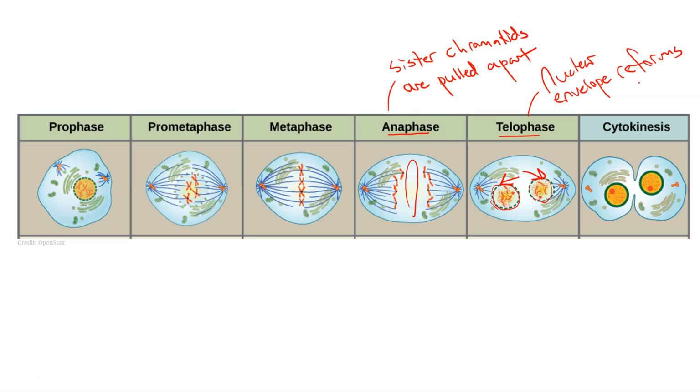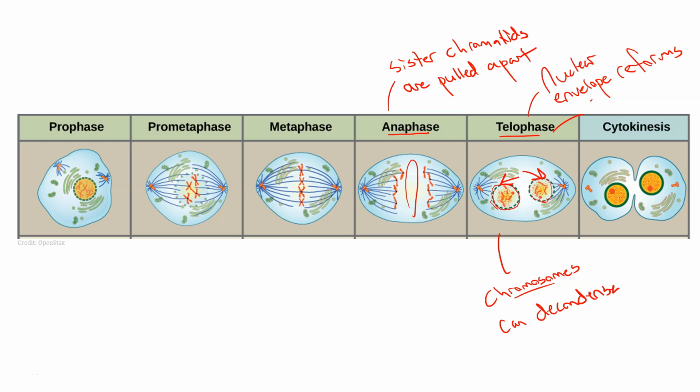And also, as it reforms, the chromosomes are no longer called sister chromatids; they're called individual chromosomes. The chromosomes can decondense and relax after their stressful journey being dragged across the cell. All right.